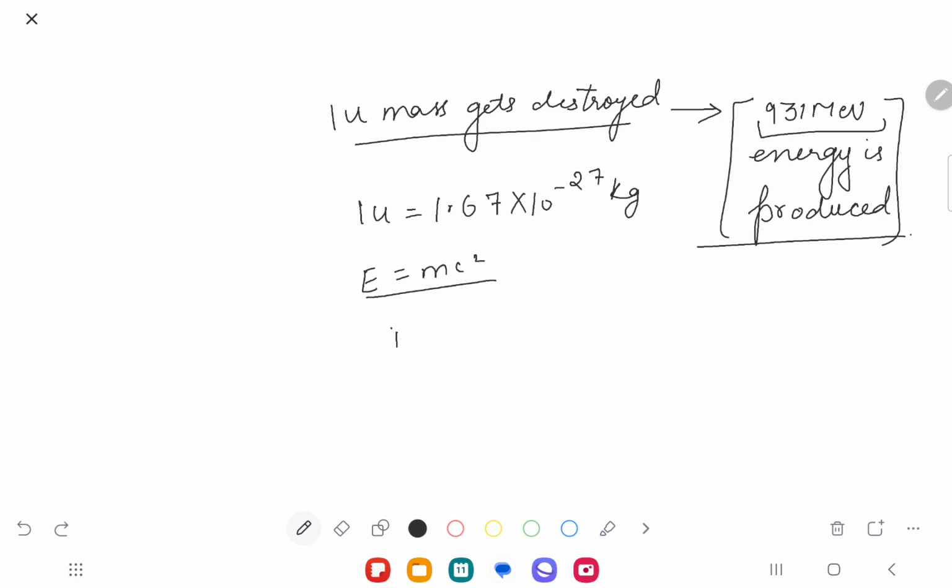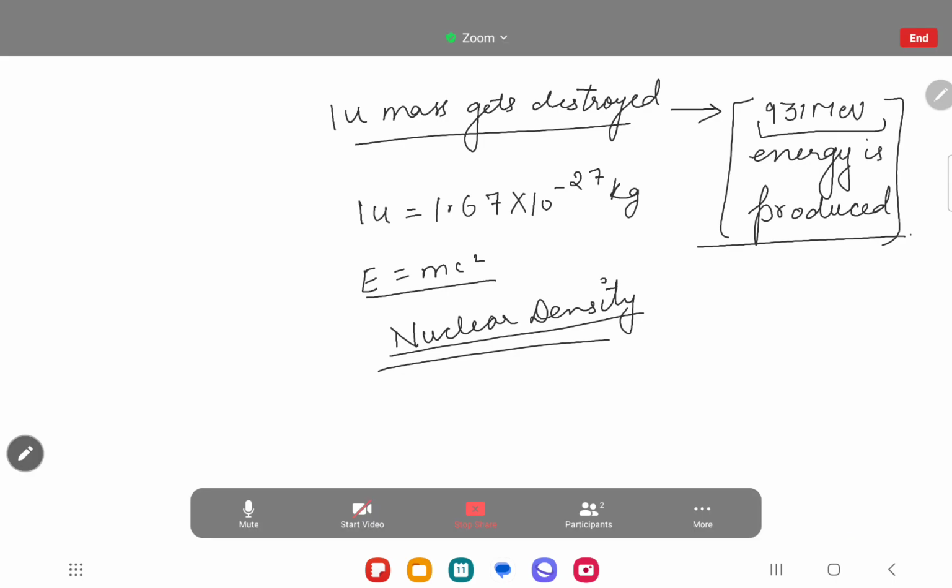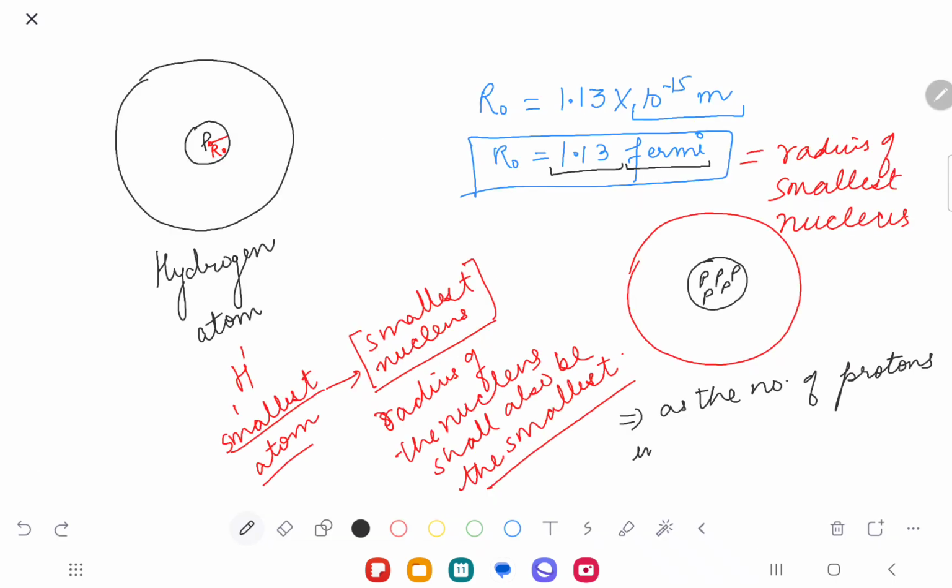And then we were discussing the nuclear density. So I think I was supposed to start from the nuclear density concept, right? As the number of protons increases, the size of the nucleus increases. Size of the nucleus increases.